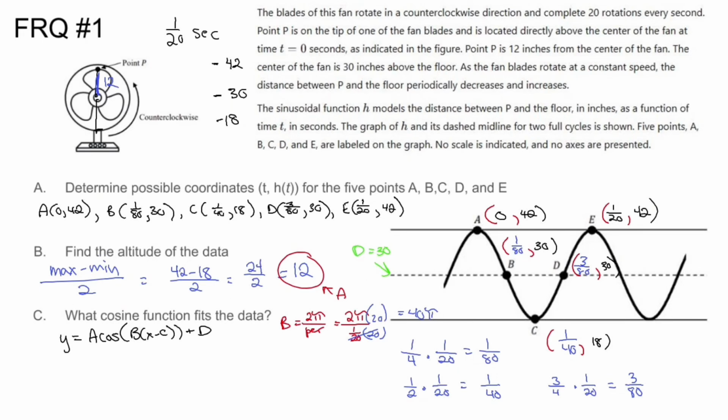Since I'm not shifting left or right because this is a cosine, and a positive cosine starts at the very maximum, I'm in good shape. C is going to be 0. So let's put this together. Y equals A, which is 12, cosine, parentheses, B, which is 40 pi, parentheses, x minus 0, so I wasted a little bit of time there, plus 30. So to clean this up and finish this problem out, y equals 12 cosine 40 pi x, since x minus 0 is just x, plus 30.